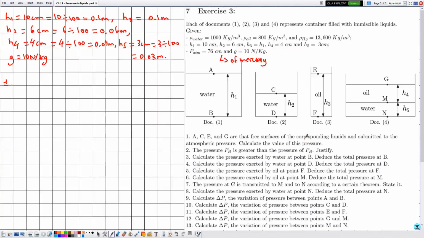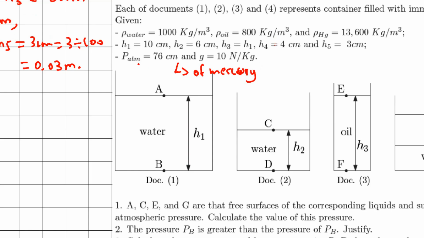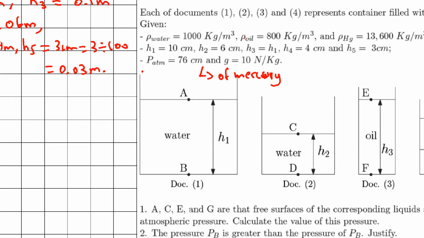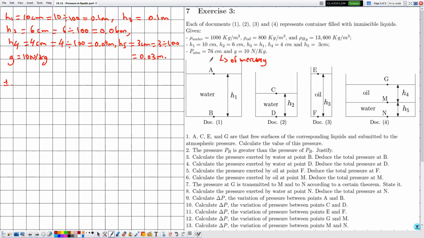Calculate the value of this pressure. So we need to calculate the atmospheric pressure. Notice that in the given they are telling me that the atmospheric pressure is equal to 76 centimeters of mercury. Before I start solving the exercise, notice that the following quantity and the unit are not in agreement, because the unit of pressure in the SI is Pascal or Newton per meter square, whereas centimeter doesn't represent the unit of pressure, it represents the unit of depth or height. So let's rewrite this given properly.